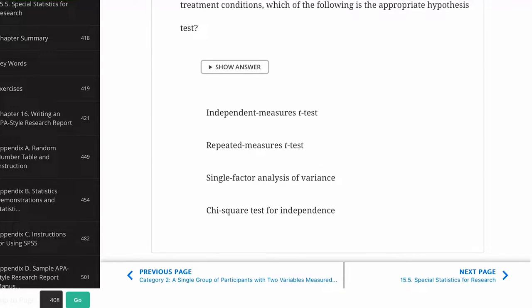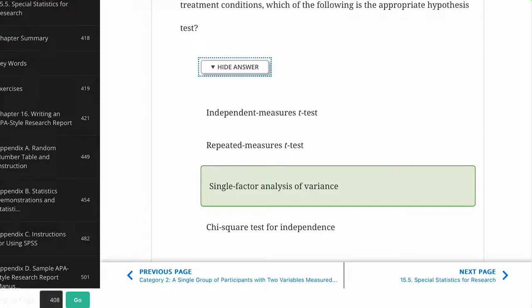And remember, ANOVA stands for analysis of variance. So that's what this is. There's only one independent variable here, so it's a single factor analysis of variance, right? It's not a factorial design, where we have to do the crazy matrix and all that.